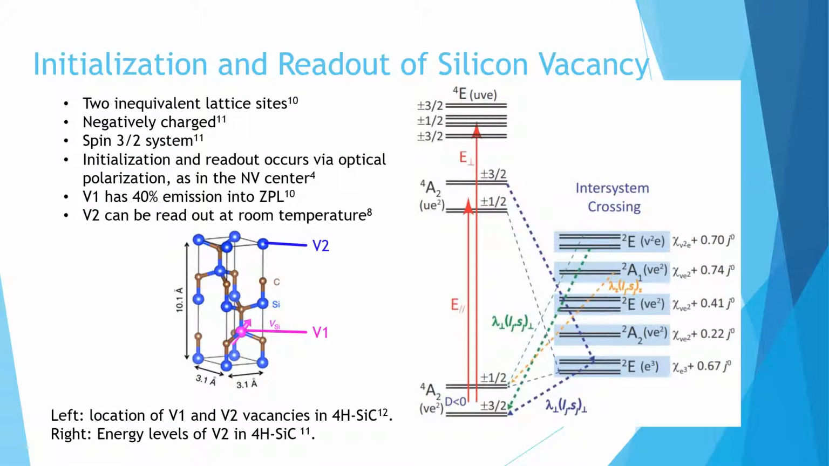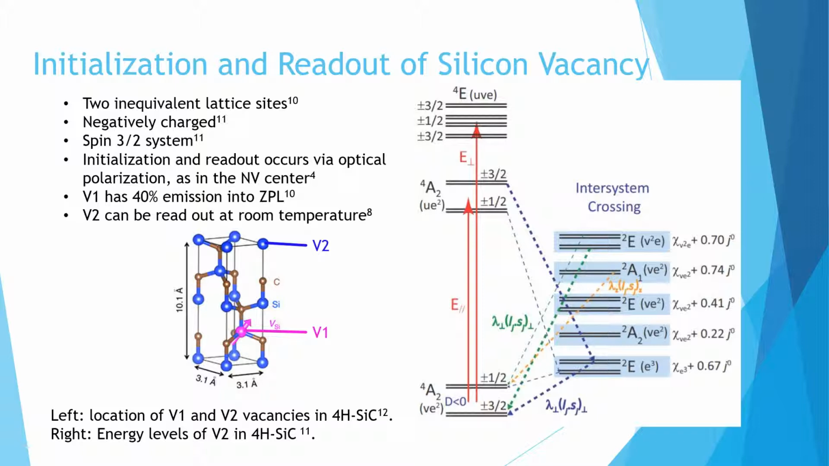We're going to move on and talk about the silicon vacancy now. In the 4H crystal structure, there are 2 inequivalent lattice sites for the silicon vacancy. In the 3C, there's 1. In the 6H, there are actually 3 inequivalent lattice sites, but 4H is what the most work has been done on. Typically, it's negatively charged, and it's a spin 3/2 system. So that's a little different than what we've been talking about with the nitrogen vacancy center and the divacancies, but a lot of the same ideas are going to transfer over.